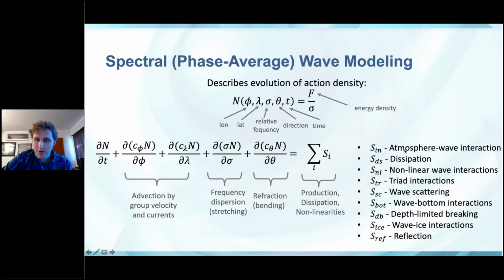So that models the growth of the waves under atmospheric forcing, dissipation due to whitecapping and bottom interactions. There's nonlinear wave interactions that are parameterized, wave scattering that occurs in the marginal ice zone, for example, when waves are reflecting off of individual ice floes. That's a parameterized quantity. Then there's depth-limited breaking, which occurs in the coastal ocean. So all of these different physics interactions are parameterized in this phase-averaged paradigm.